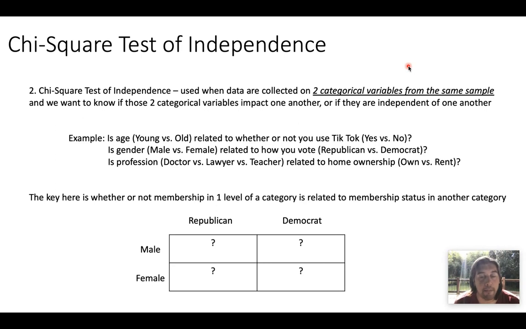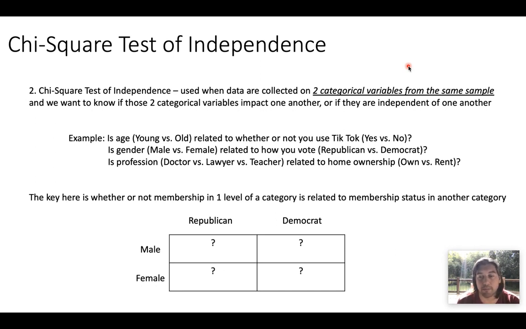Another example is gender, which we'll define here as male versus female, related to how you vote, Republican versus Democrat. Does your membership in category 1, gender, relate to your membership in category 2, Republican versus Democrat? Are they independent of one another, or do they impact each other?